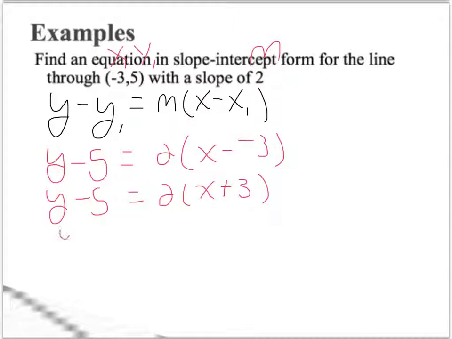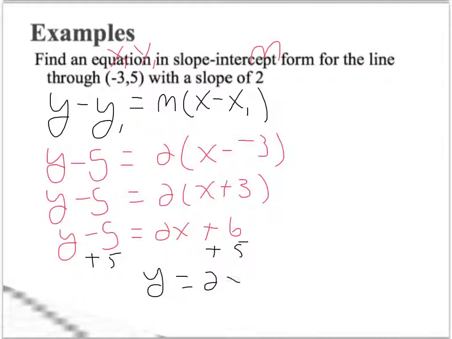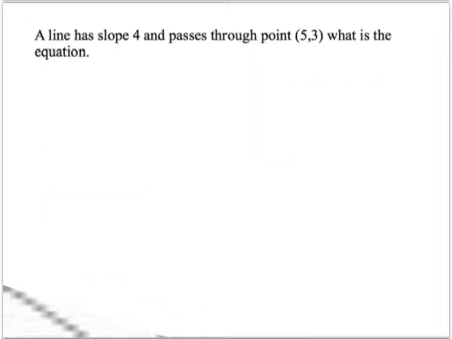Let's go ahead and distribute. And then we will add our 5. And so now you're left with y equals 2x plus 11. So your equation for your line has been found. It is y equals 2x plus 11. Another example before we move on to the next thing.